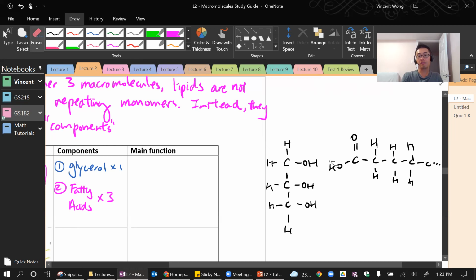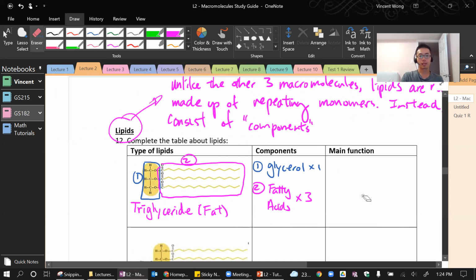So if you want to make a fat molecule, you will remove the OH from the glycerol, remove the H, and you take out H2O, and then you will be able to form a new bond between the carbon and the oxygen. You would do it 3 times for each of the fatty acids, and that's how you connect them together. So it's not really repeating units. It's just these components that are put together.